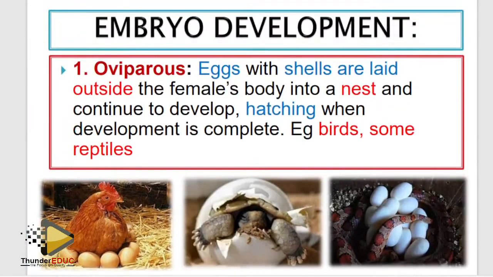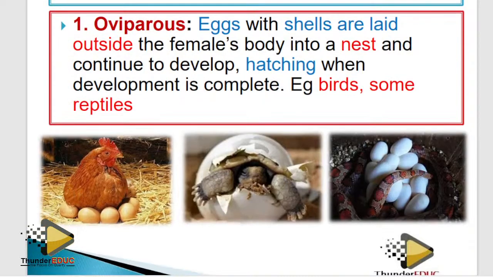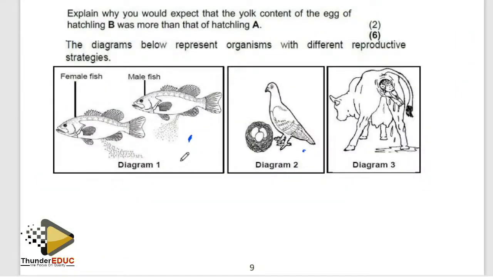Number two, oviparous, viviparous, and ovoviviparous. People confuse these with internal and external. That's where another weakness comes from, because the question can be which one is external and which one is internal, but also which one is oviparous and which one is viviparous.